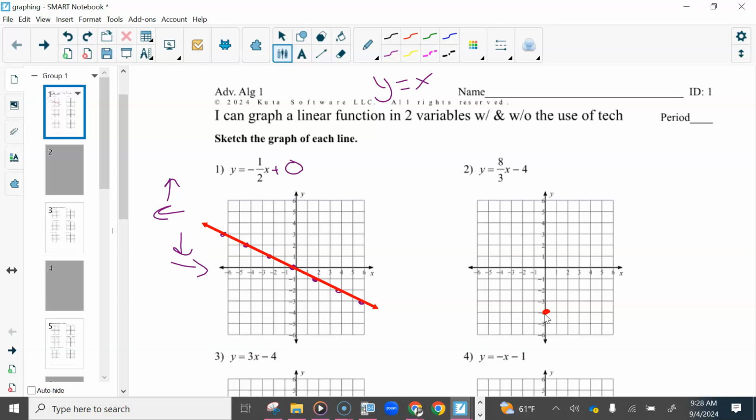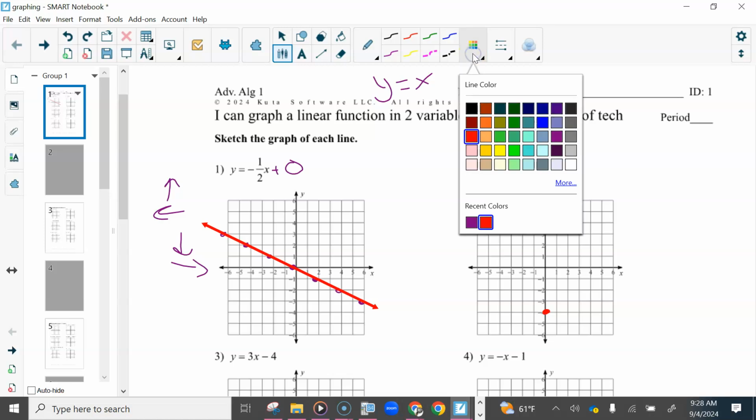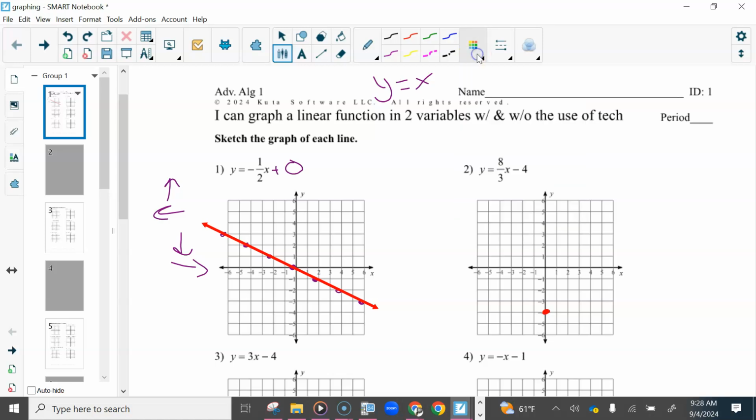Okay. And then our slope is 8/3. So sometimes you can only plot one point. This is a positive slope, so I can go up and to the right or down and to the left. But in this case, can I go down and to the left? No. I've run out of graph space. So I'm only going to go up 8 and to the right 3. So sometimes you can only plot 2 points, but you really only need 2 points to plot a line in general.